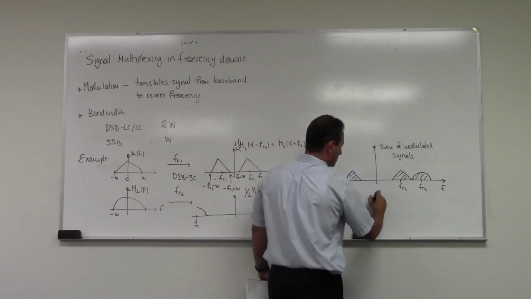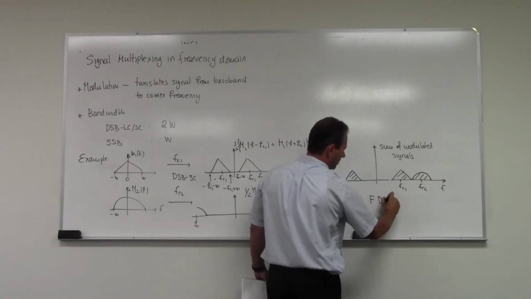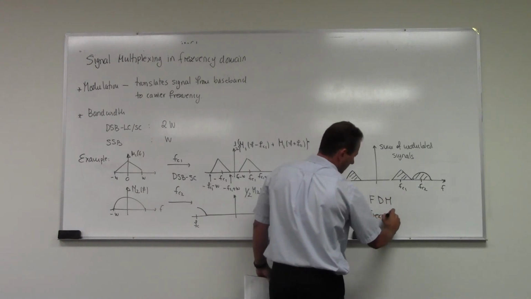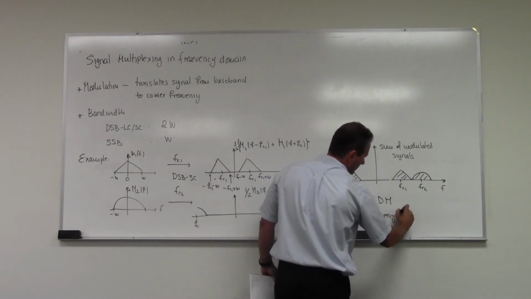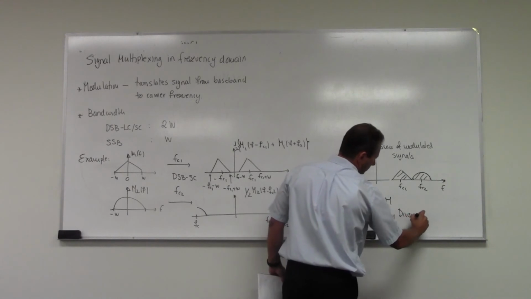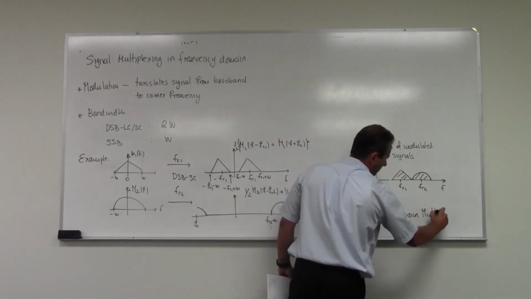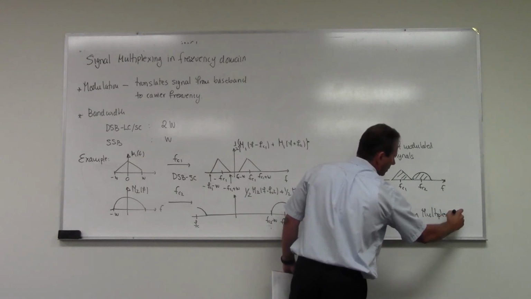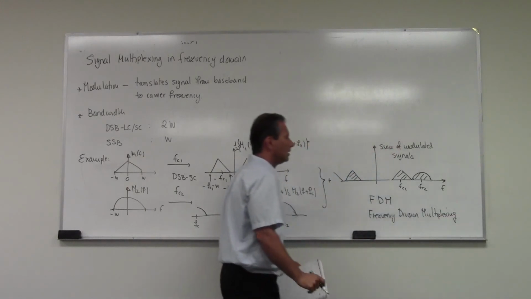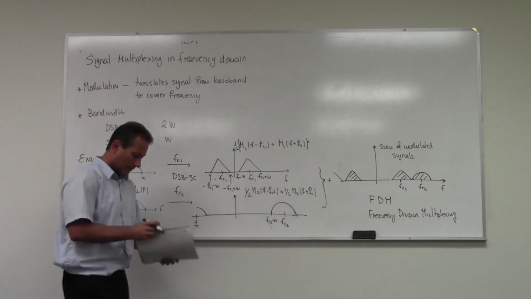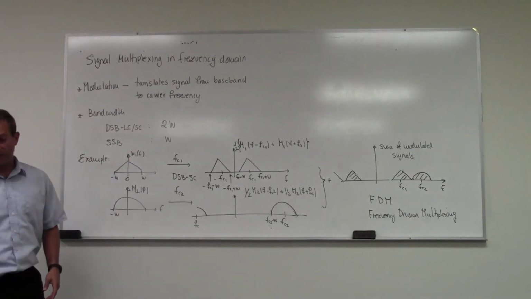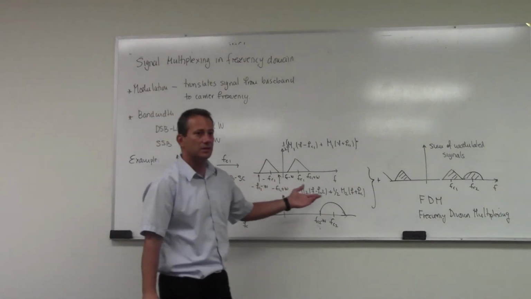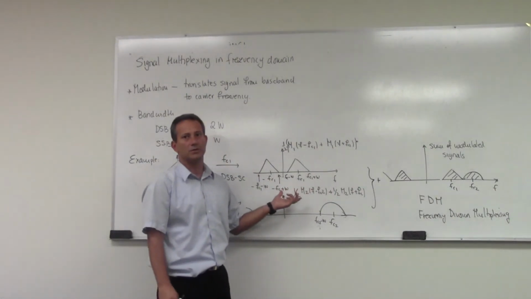This kind of approach is called frequency division multiplexing, or FDM. So, frequency division multiplex. And this is a very familiar concept to all of us, right? Because what we do when we're broadcasting, we actually use frequency division multiplexing.